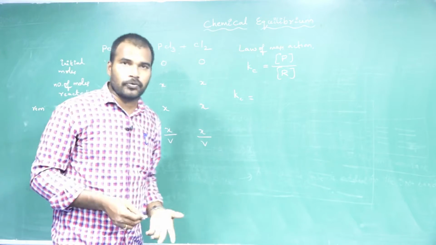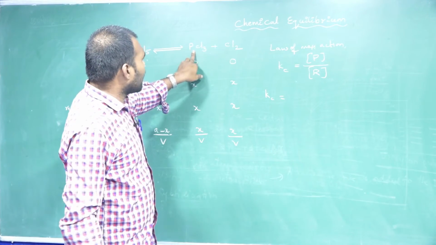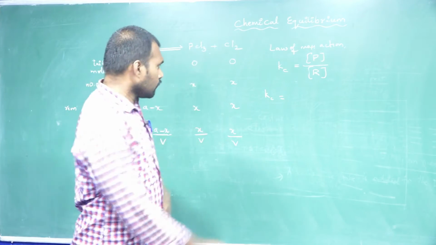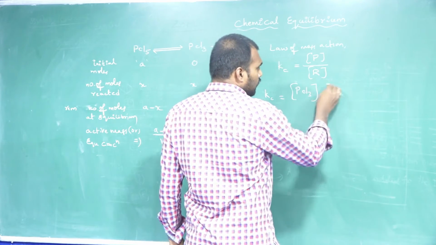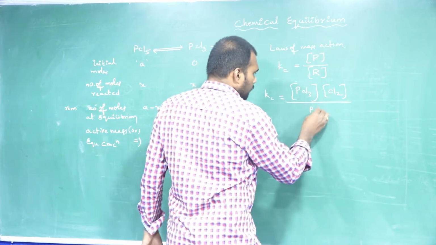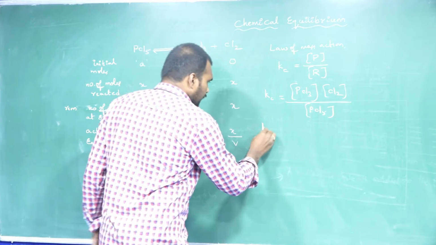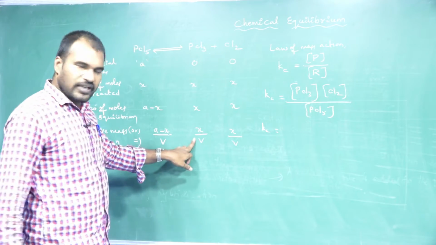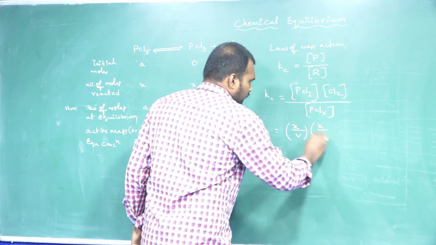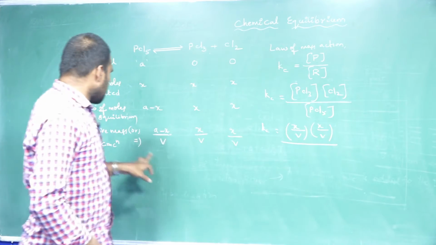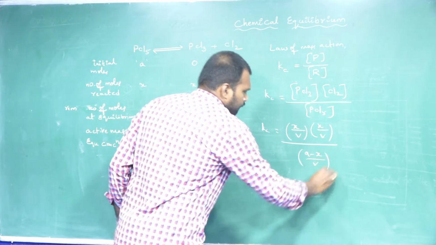If two or more products are there, we should take their multiplication. So Kc is the molar concentration of PCl3 into the molar concentration of chlorine divided by the molar concentration of PCl5. Now substitute the values. What is the PCl3 molar concentration? X by V. So X by V into X by V divided by, what is the molar concentration of PCl5? That is A minus X by V.